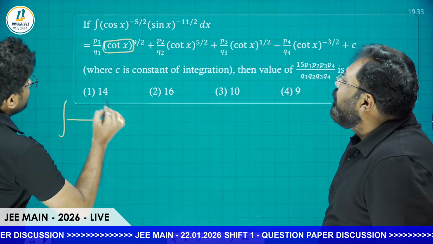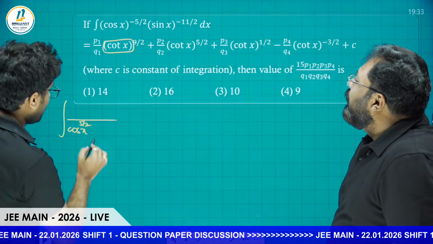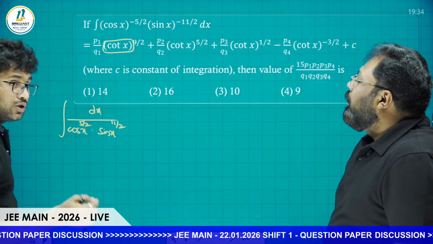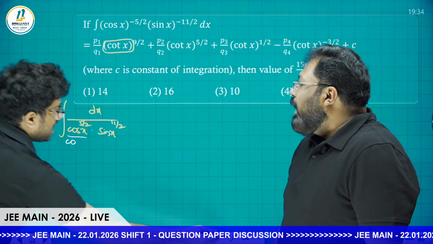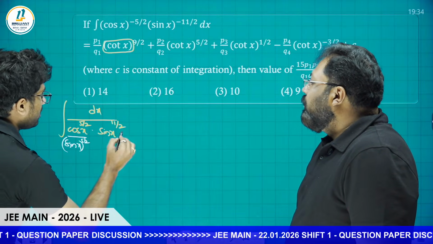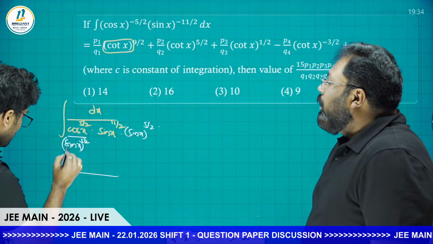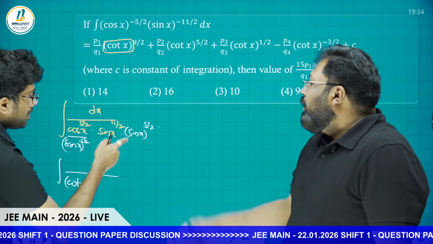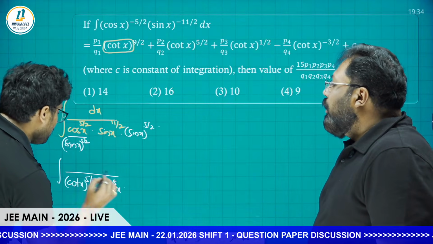Let's take everything to the denominator to make powers positive: cos x power 5 by 2 into sin x power 11 by 2, dx. We get cot x power only if we multiply and divide with sin x whole power 5 by 2. So this becomes dx by cot x whole power 5 by 2, and 11 by 2 plus 5 by 2 gives sin power 16 by 2, which is sin power 8 x.